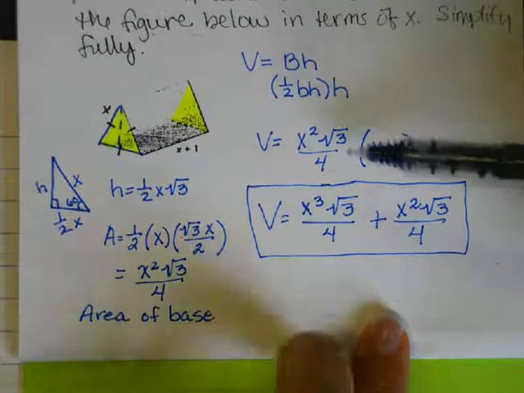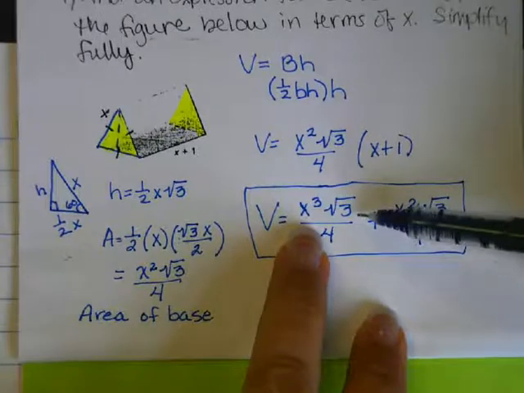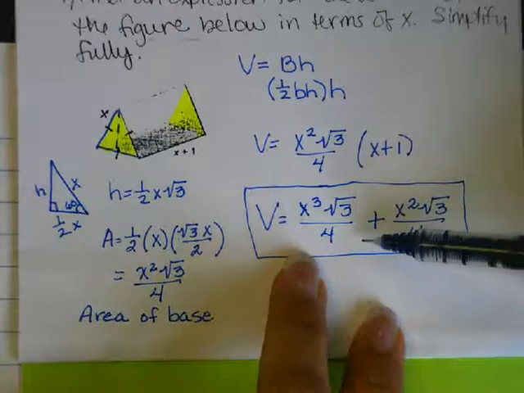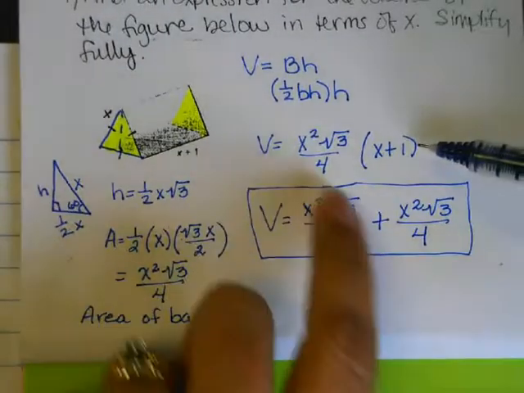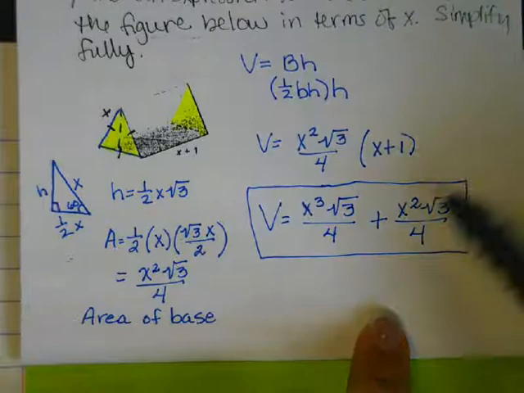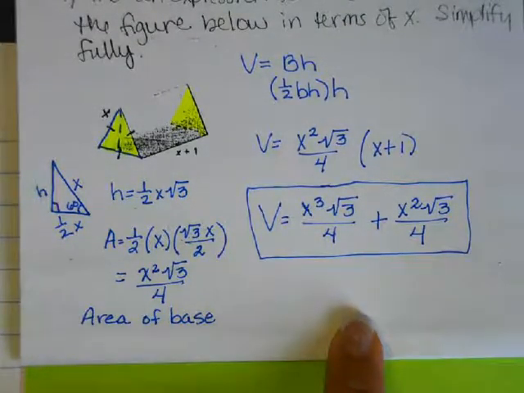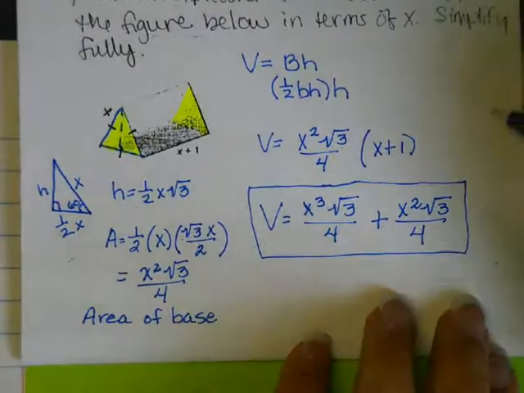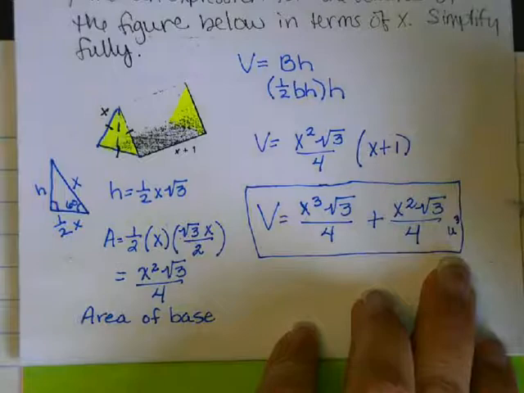So here, x squared square root 3 times x gives you x cubed square root 3 over 4 plus, hence the plus, multiply this whole piece by the 1, and you get x squared square root 3 over 4. This is your completely simplified answer as the volume of that prism. And actually, I should put units cubed on there, okay?